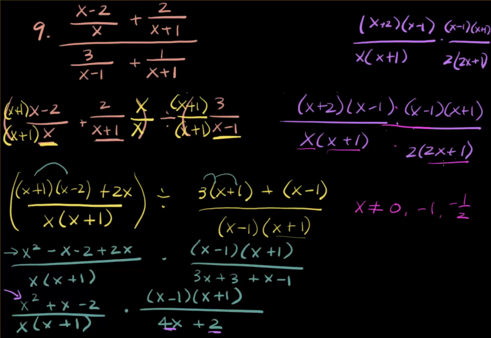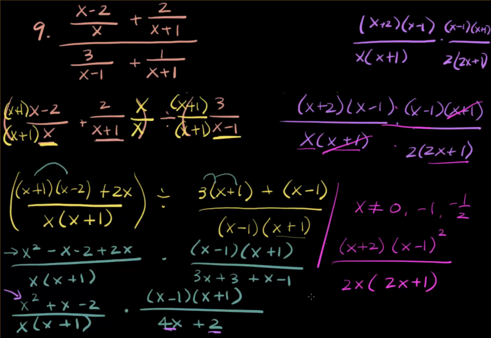We have an x plus 2 here. We don't have any x plus 2's in the denominator. x minus 1, nope, we don't have any x minus 1's. But we do have an x plus 1 and an x plus 1. Oh, wait a second. Okay, so we have x plus 2 and x minus 1 squared over 2x times 2x plus 1, and that, guys, is my final answer. Okay, good job.